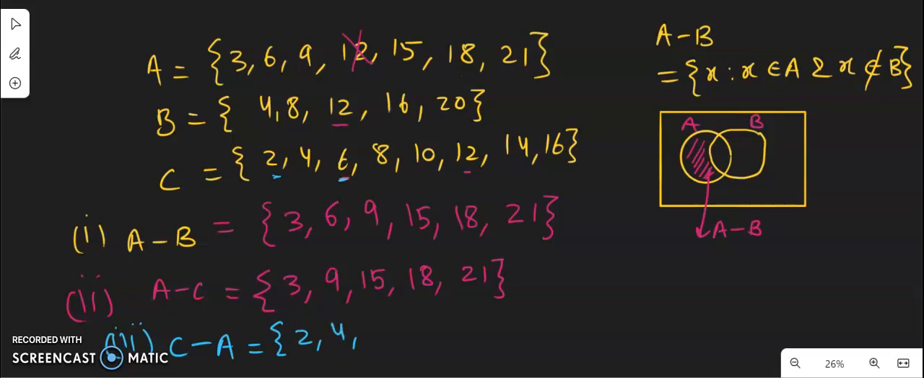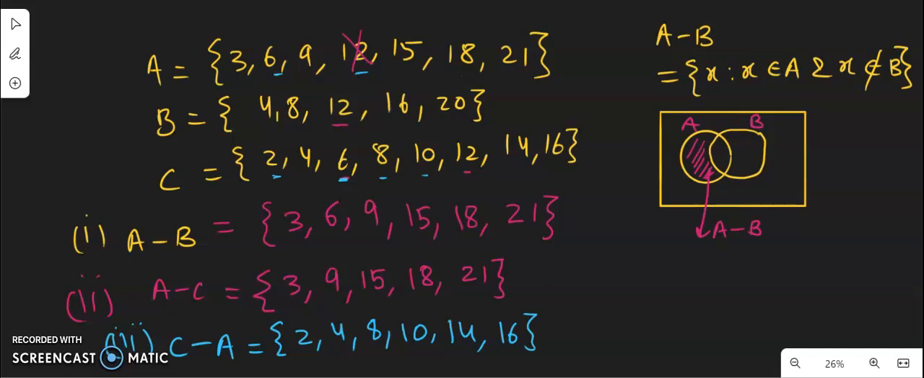Third is 6. It also exists in A, so I'm not going to put it. 8 is nowhere in A, I'm going to put 8. Next is 10. 10 is nowhere in A, I'm going to put 10. Then 12 exists in A, so I'm not going to put it. 14, nowhere in A, I can put it confidently. 16, nowhere in A, I can put it.